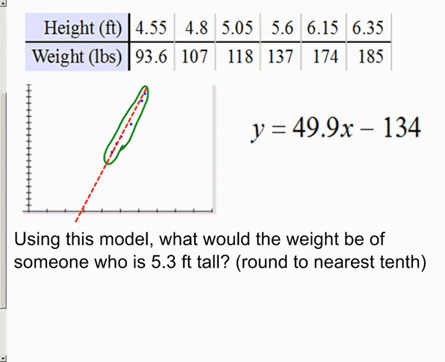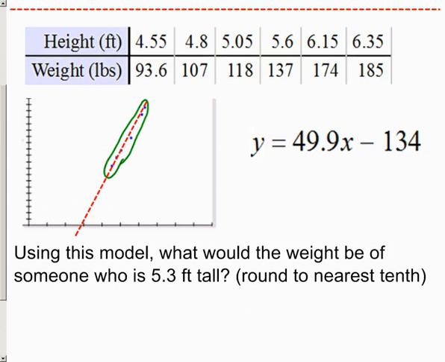Well, what they do is they figure out what is the equation for that line, and that line is going to cross the y-axis way down here. And it's actually going to be at negative 134 on the y-axis. And the slope is a positive 49.9, almost 50. It would go up 50 and over 1, up 50 and over 1, up 50 and over 1. And so that's what's happening with this line of best fit.